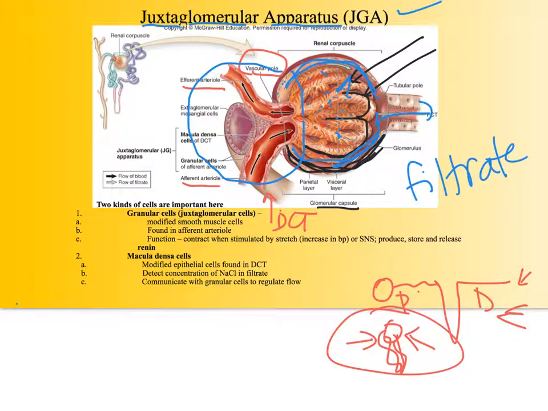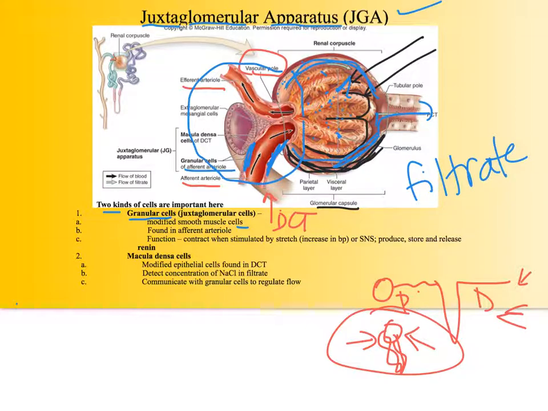Now, there's two kinds of cells that are going to regulate blood flow through here, and they're part of the juxtaglomerular apparatus. The first cells are called granular cells. We used to call them juxtaglomerular cells. The granular cells are found in the afferent arteriole, so they're in here.